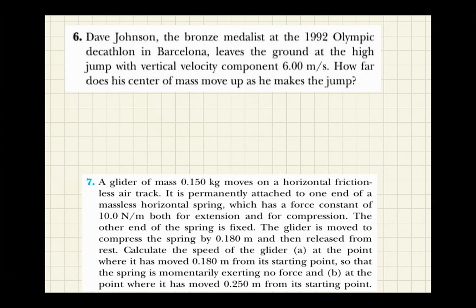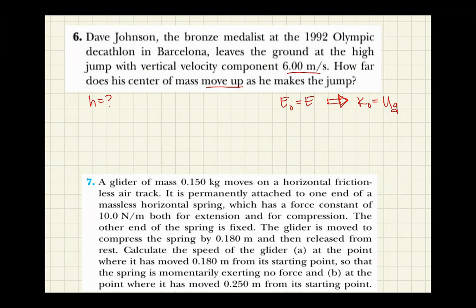So here we have a high jumper. And this is where energy problems start getting fun, because in this case, we're given a velocity and we're asked about height, right? How far does his center of mass move up as he makes the jump? So really this question is asking me, what is the height? This question incorporates the principle of conservation of energy, saying the energy at the beginning is equal to the energy at the end. When the jumper leaves the ground, all of the energy that the jumper has is in the form of kinetic energy. And when the jumper is at its highest point, all of the energy is in the form of gravitational energy.